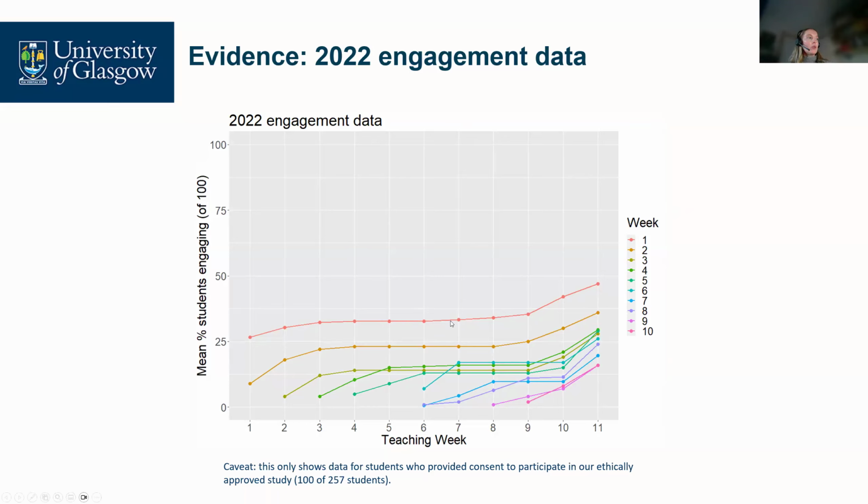And then we tracked this throughout the semester. By the end of the course in week 11, just less than 50% had completed that pre-lecture material. So you can see from week 1, we started off quite bad, and then we got worse and worse and worse as the semester went on.